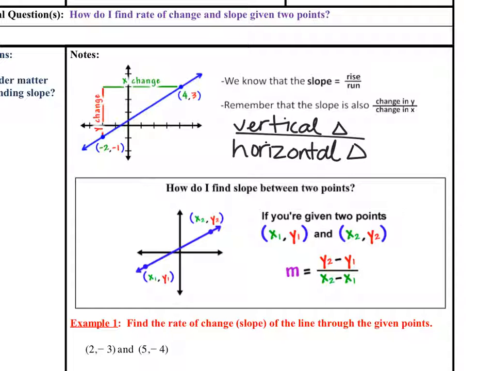So if you're given 2 points, we use this slope formula. It says m equals y2 minus y1 over x2 minus x1. All that's saying is subtract the y values and find the change between them. Subtract the x values and find the change between them. So this is really the exact same thing as finding the change in y over the change in x. Because if you subtract, you're finding the difference, and difference is how much it's changing. So it's the same thing.